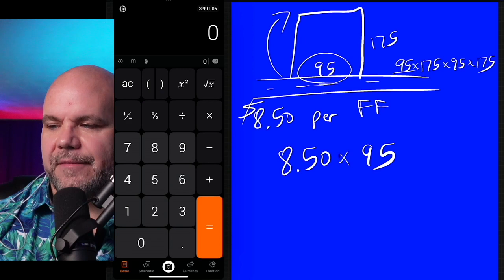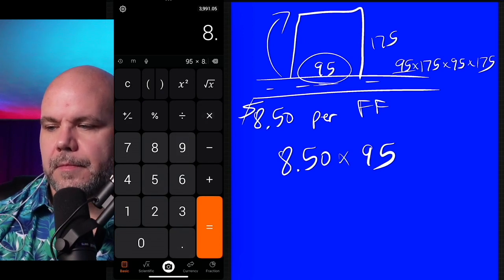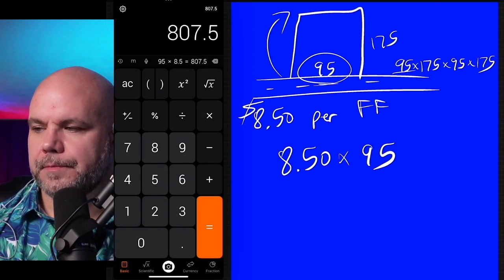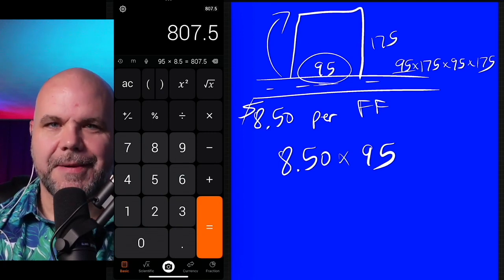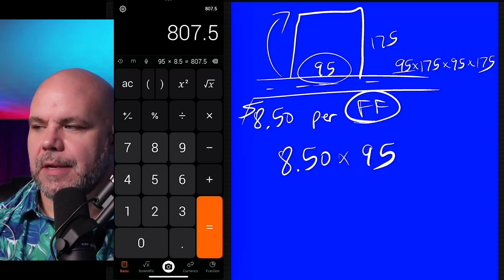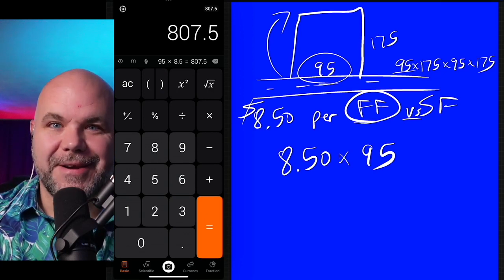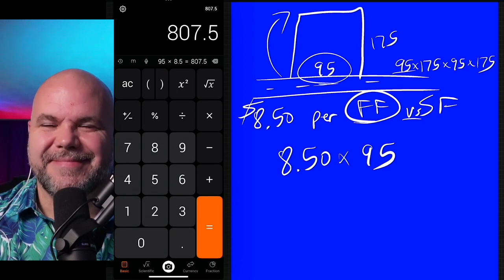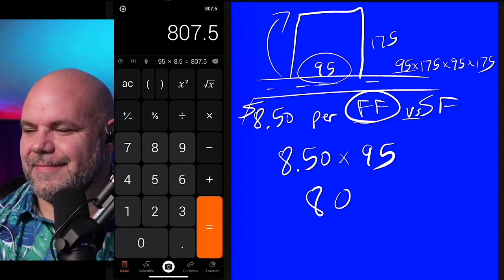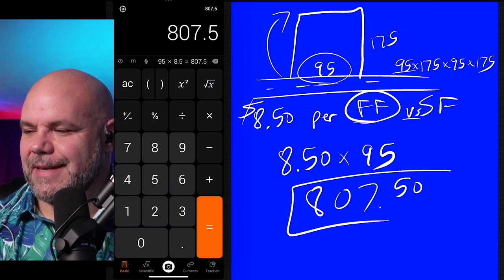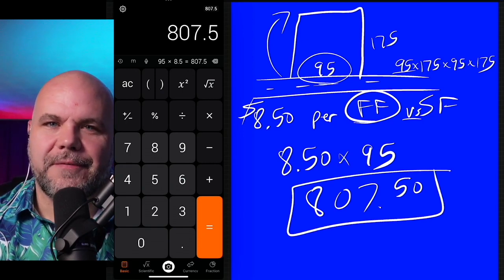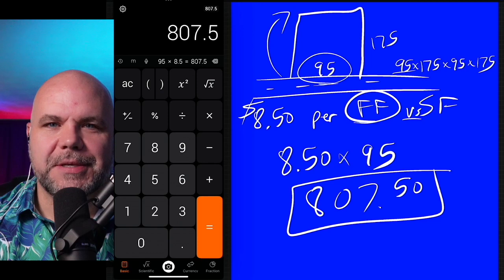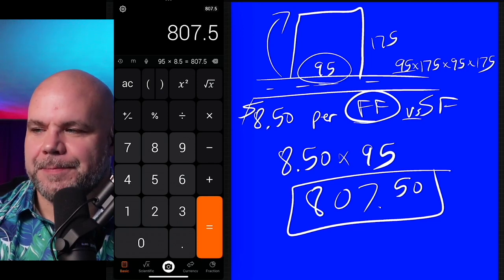$8.50 times 95 feet. So they just added that other information to try to confuse you. Exactly. Because they knew that you would be thinking square feet and acres. So it's all about square feet versus front feet. That was the easiest one, actually. Yes. It was the wording, like you always say, think about the wording. Front feet means just one of the dimensions, the one at the street level, street side.